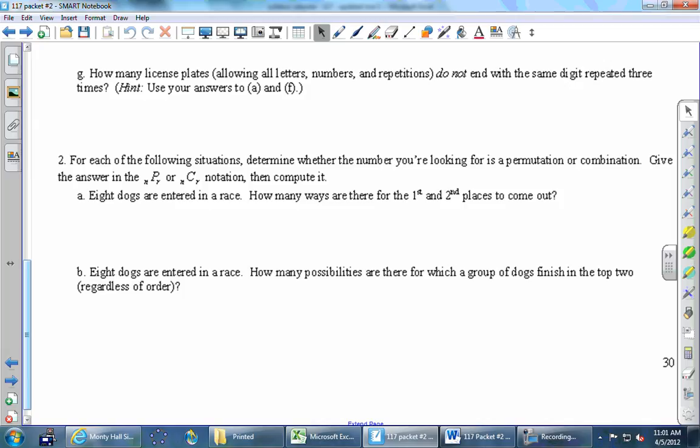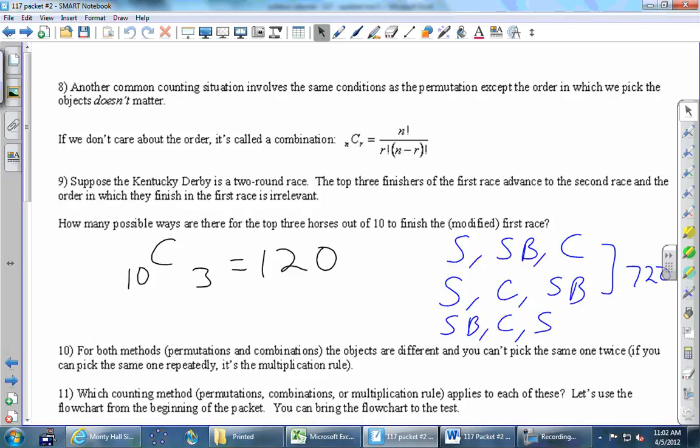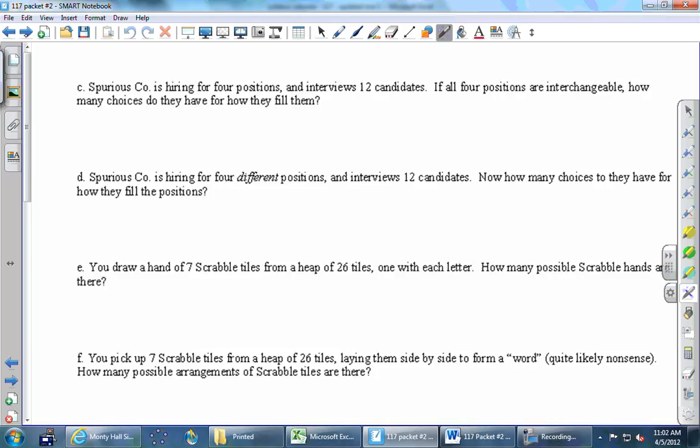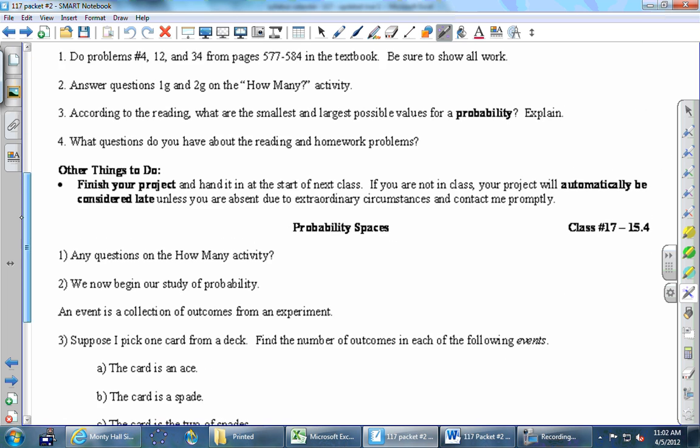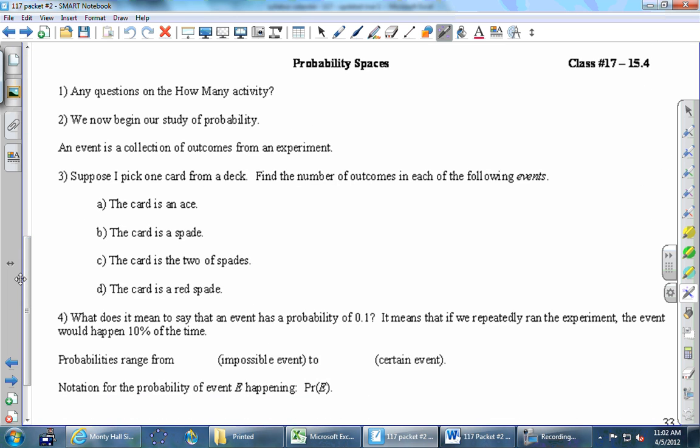Yes, Becca. Becca says, are those parentheses necessary? Yes, they are. To be honest, I'm never going to ask you to use the formula. Okay, so no questions about any of this? We're feeling okay about whether we choose P or C or the multiplication rule? Then let's move on to number 2 on page 33.